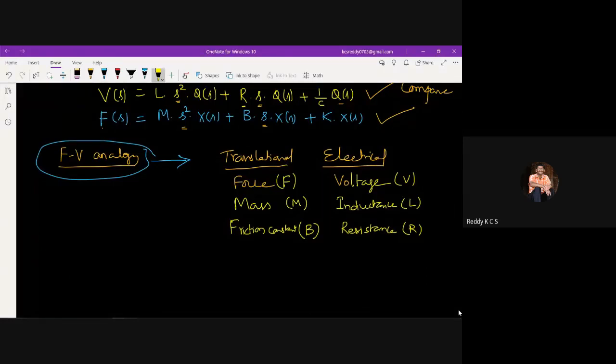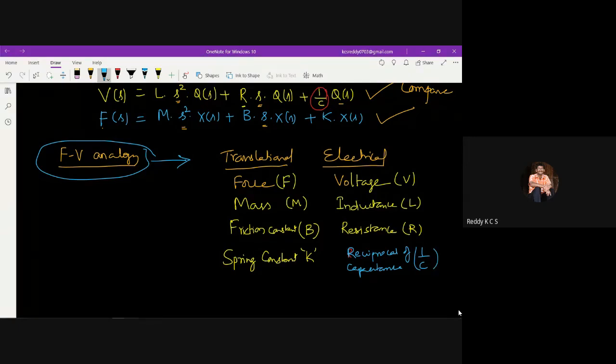Next is spring. We can say spring constant, that is K, or stiffness. So what is the equivalent term here? It is very important here. It is 1 by C, the reciprocal of capacitance. I can write the reciprocal of capacitance, that is 1 by C. So the K equivalent term is 1 by C.